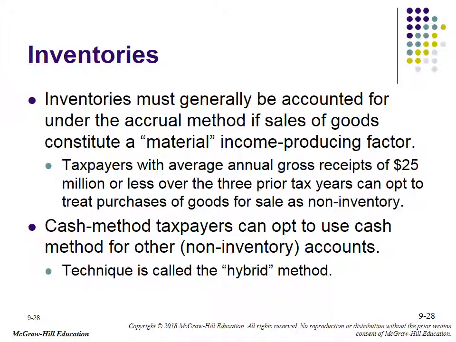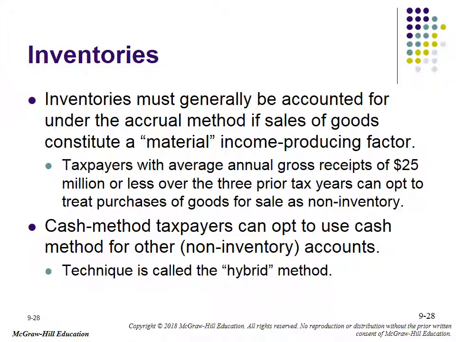When it comes to inventories, generally, they must be accounted for as if you're applying the accrual method if they are a material income producing factor, meaning you're a merchandiser. But what about if you are a mechanic in your own little garage, not an auto parts store? Well, if your average annual gross receipts for the past 3 years are $25 million or less, and your inventories are not a material part of how you make your money, these are parts you have that you use. Maybe you sell some, but that's not how you really make your money. Your money is providing a service. You do not have to recognize those items as inventory.